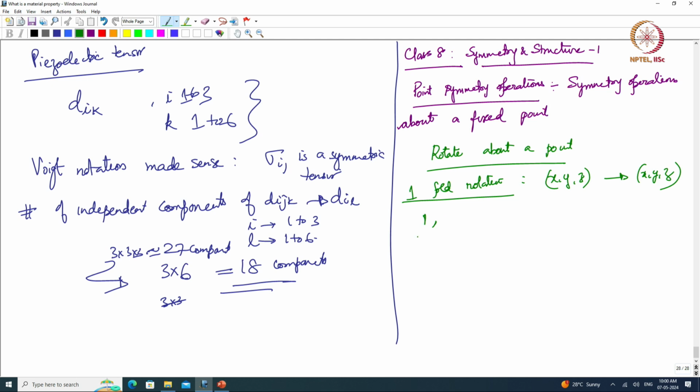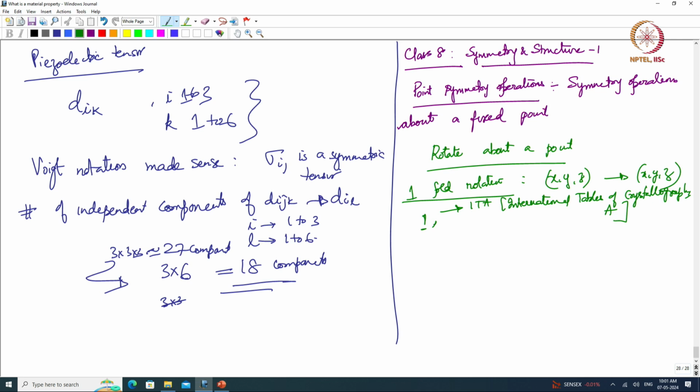Okay. I am going to describe two different notations. One-fold rotation is just called 1 in the international crystallography notation. Sorry, it is not called IUPAC, it is called ITA, the International Tables of Crystallography, Volume A. So, ITA is volume A. Okay. So, this is the notation.